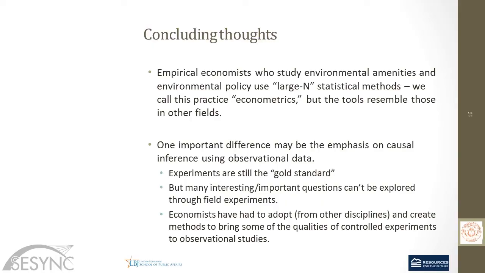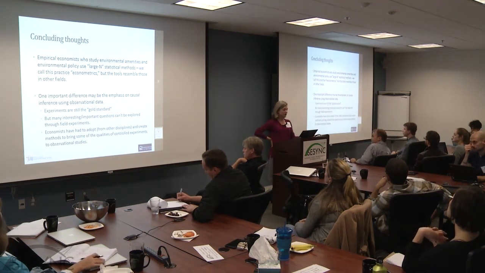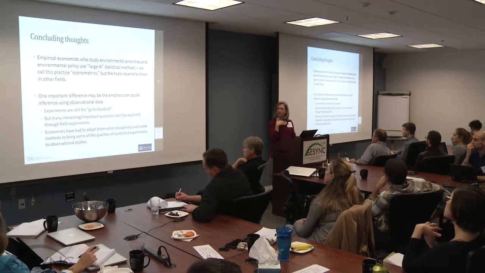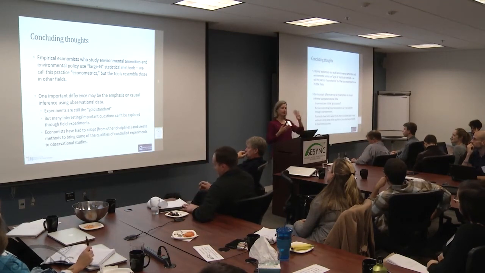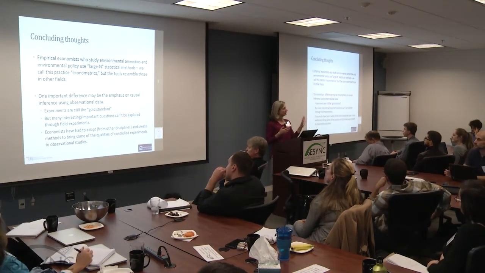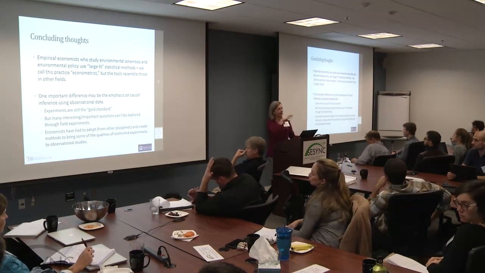So in conclusion, empirical folks like me who study these environmental amenities and environmental policy use these large-N statistical methods. It's very different from case studies or descriptive approaches that are used in other fields, but similar to the kinds of tools that are used in other fields that use these kinds of methods as well. We call this econometrics, but the tools resemble those in other fields. In fact, when we look at the evolution of this causality revolution in econometrics, a lot of the early papers you'll find cited in the economics papers using these came out of education policy. So education researchers had used these quasi-experimental techniques for a long time before economists even got wind of them. So we borrowed them from other fields.